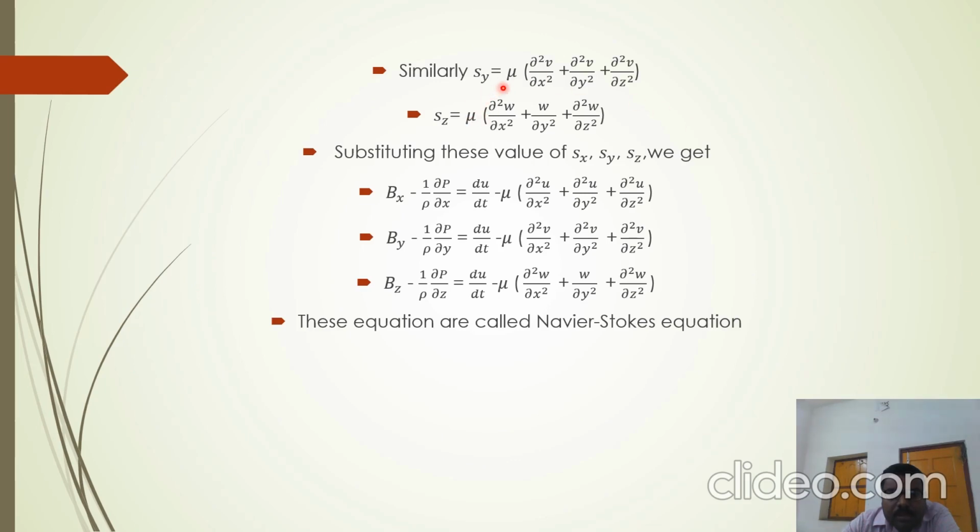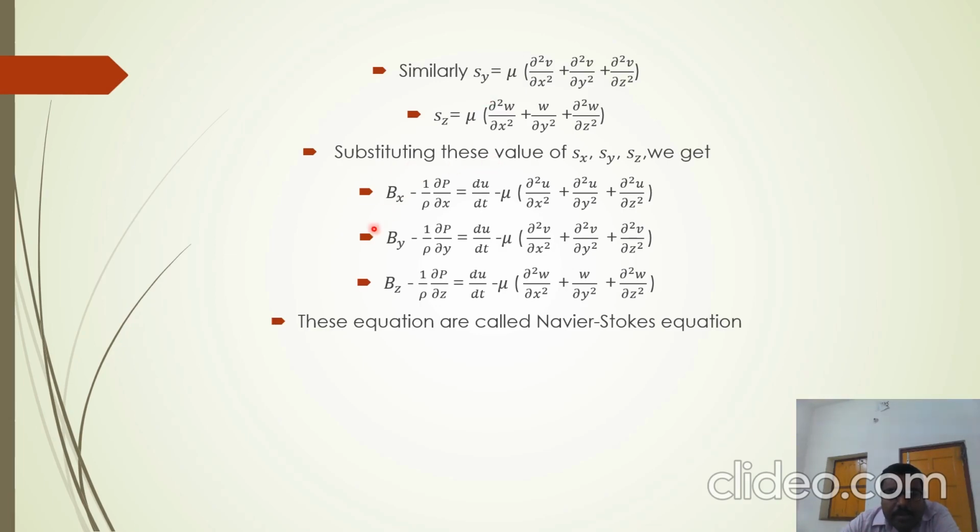Similarly, Sy is equal to mu into del square v by del x square plus del square v by del y square plus del square v by del z square, and Sz is equal to mu into del square w by del x square plus del square w by del y square plus del square w by del z square. Here v and w are the velocity components in the y and z directions respectively, and we substitute these values in the previous equation.